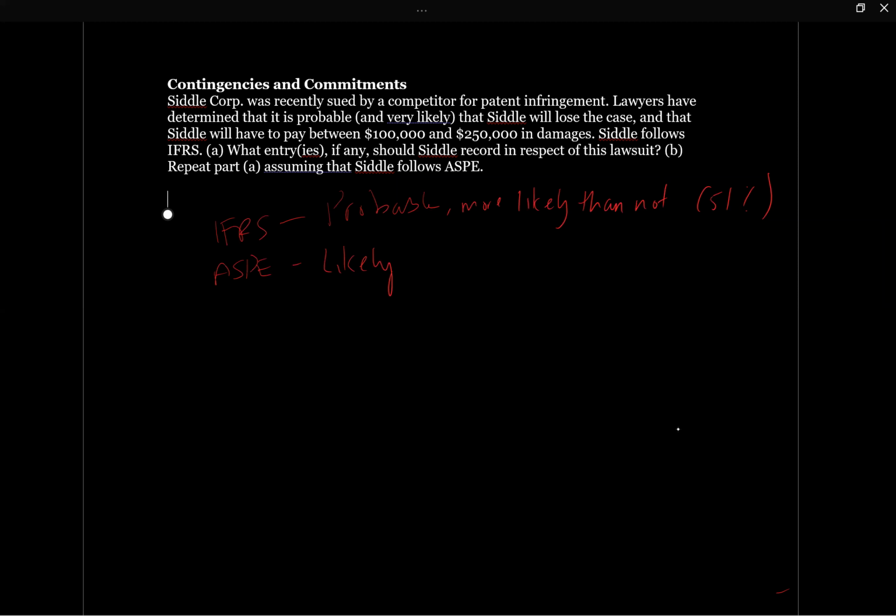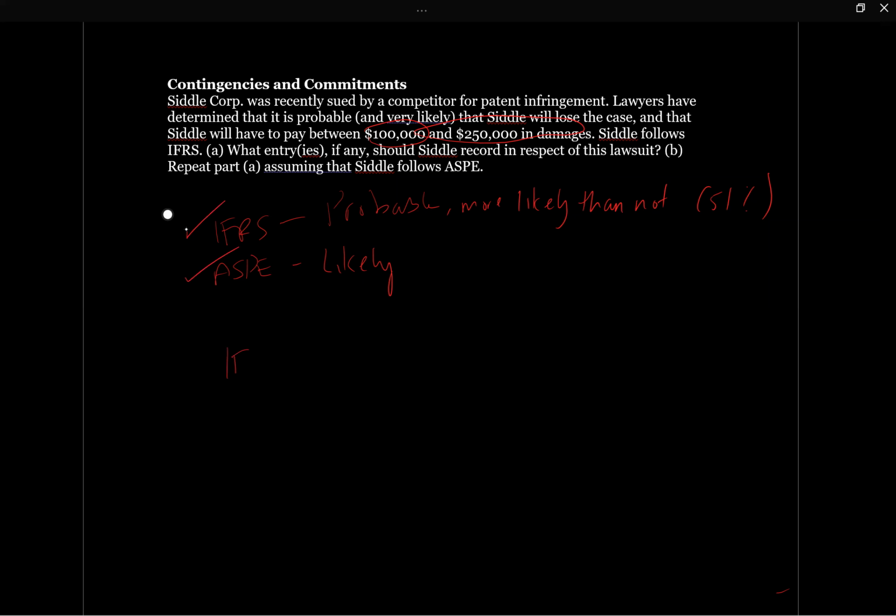So in this question, we've got an amount, but we've got a range of damages. It says that it's probable and very likely. So we've met both the criteria for ASPE and IFRS to record a journal entry. The question is, what amount should be recorded? And that also differs under IFRS and ASPE.